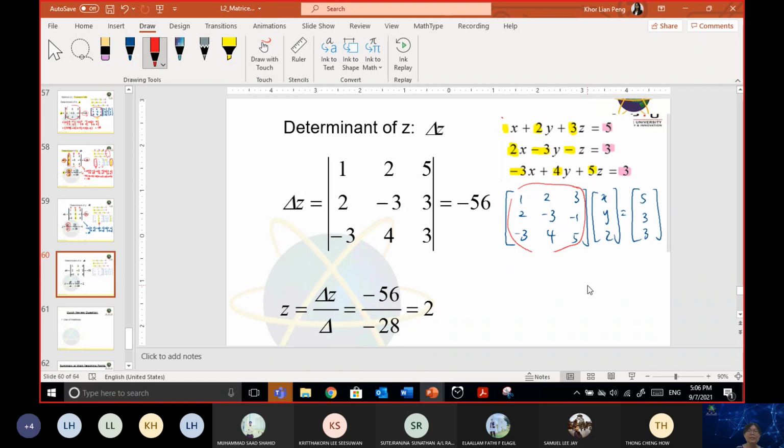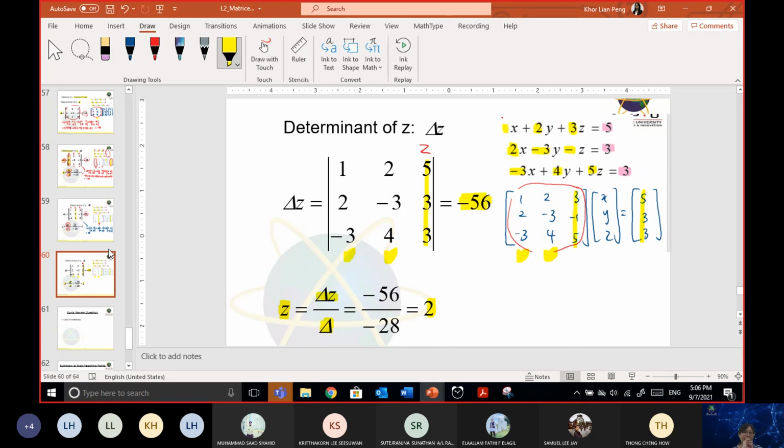Okay, we repeat on the z. So when we come to z, we replace the z column with 5, 3, 3. Then the rest still remains the same. Then we find the determinant, and we get -56. Then to find the value of z, we take determinant z divided by the determinant we found in the first step, and we get the answer of 2. So that's how we get the answer.